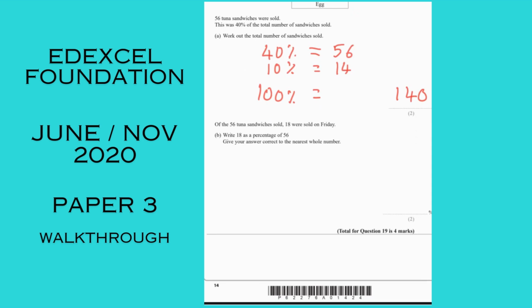Not connected really. It just says write 18 out of 56 as a percentage. So as you can see, I've done it as a fraction first. To turn fraction into percentage, it's multiplied by 100. Stick the whole lot in your calculator. 32%.